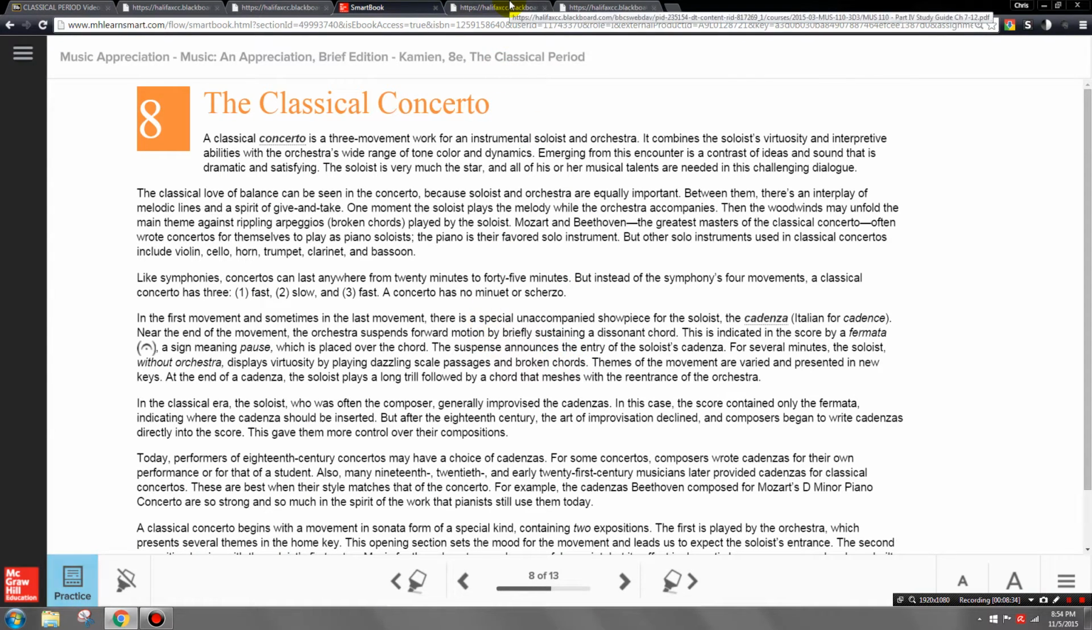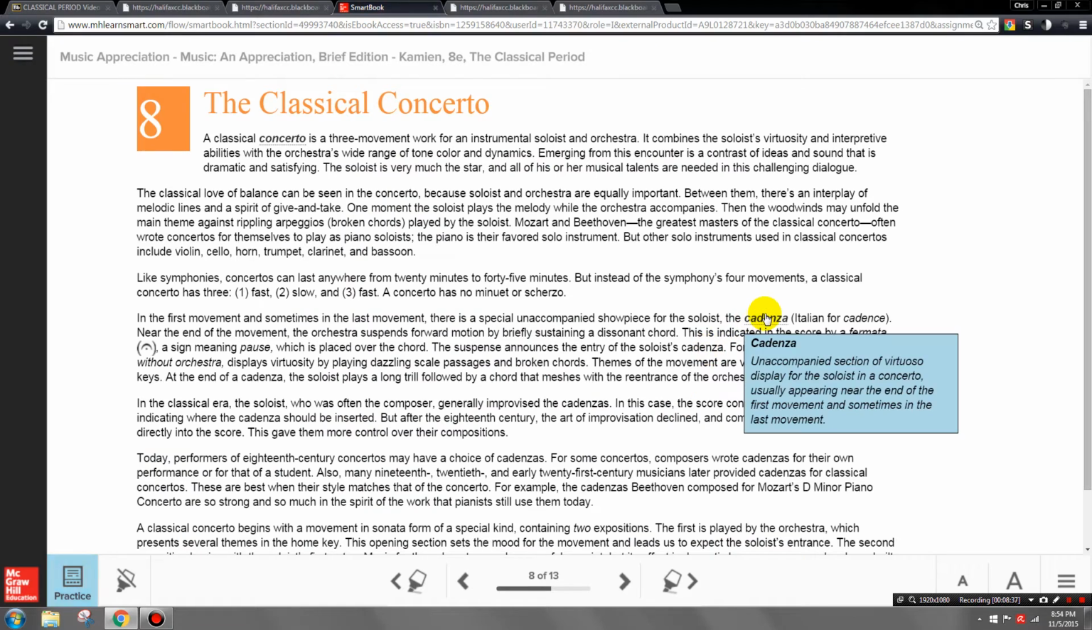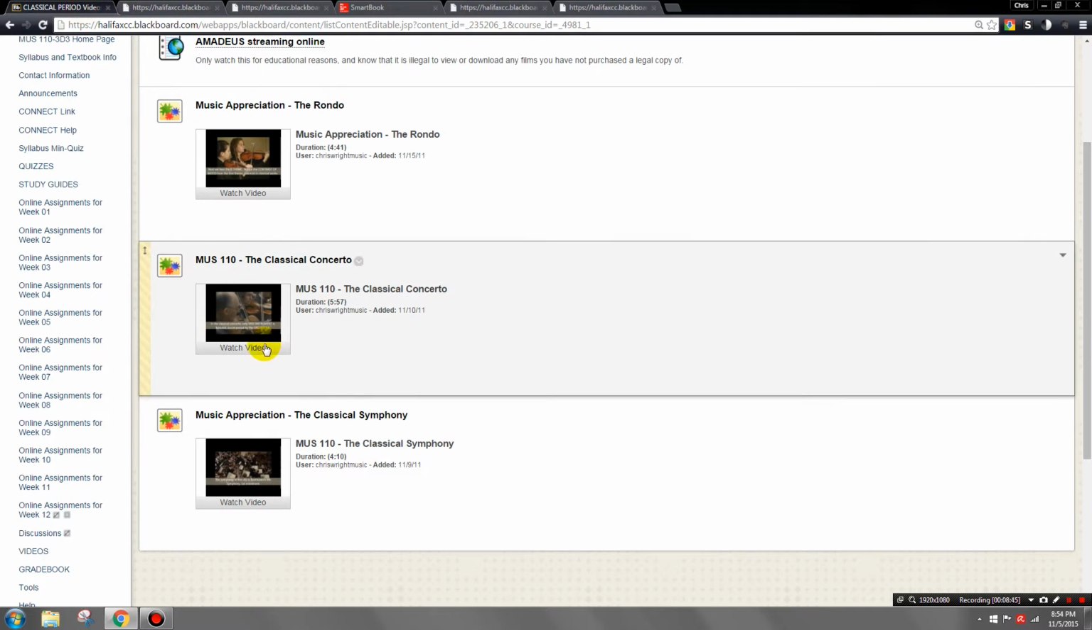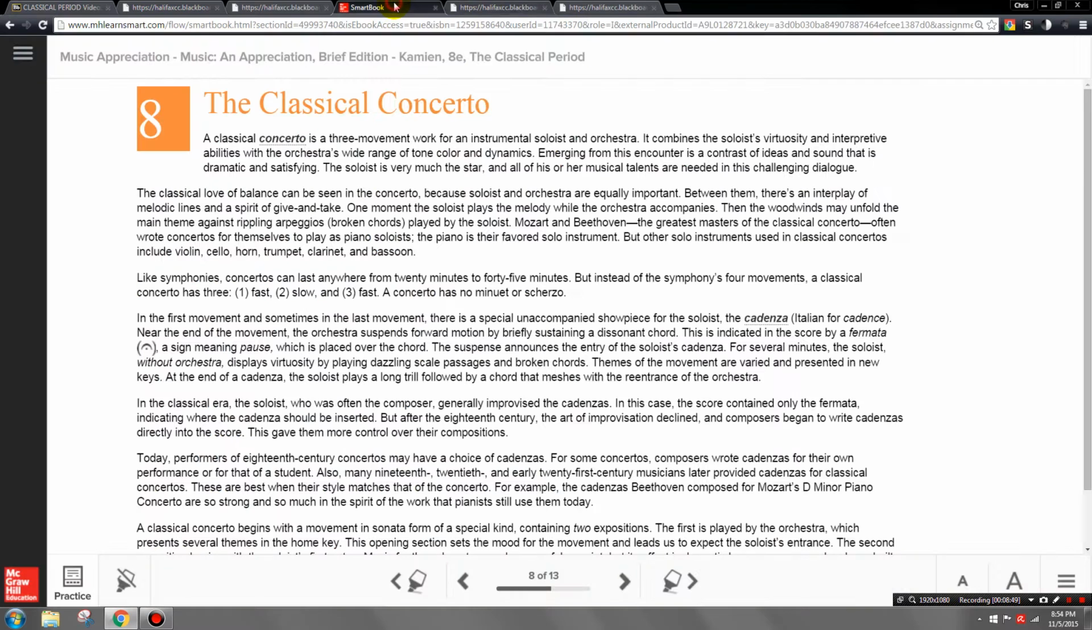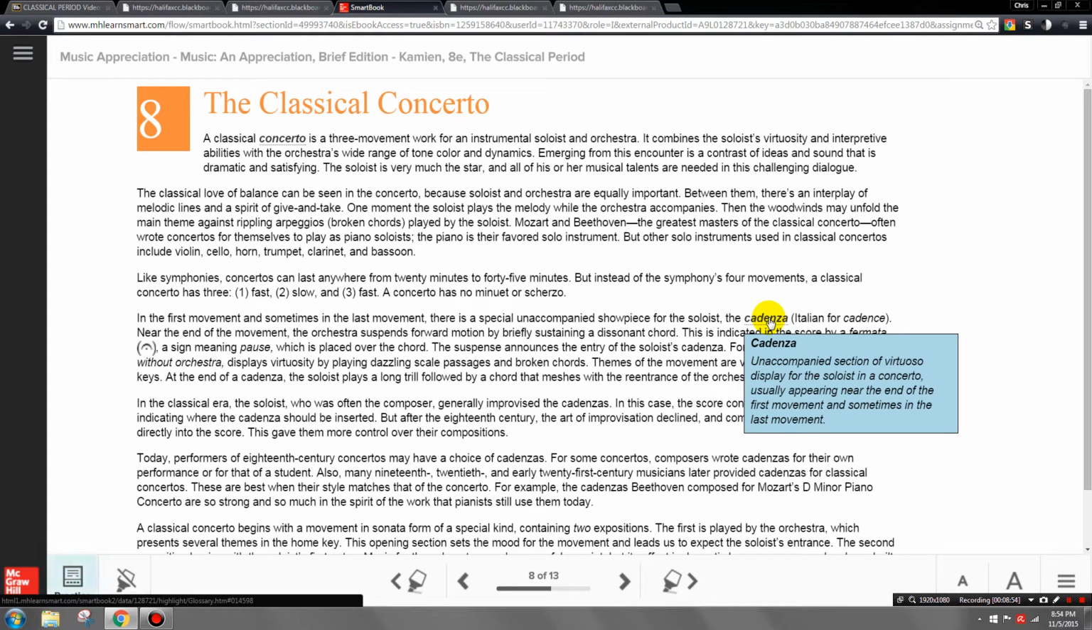So most cadenzas, that's one note that I would like to make, a lot of times were not written out like that. Even when you listen to it, it doesn't really sound like it's written out. It sounds like he's kind of improvising on the spot. So basically, if you want just a textbook definition of a cadenza, there it is. It's an unaccompanied section of virtuoso display for the soloist in a concerto.